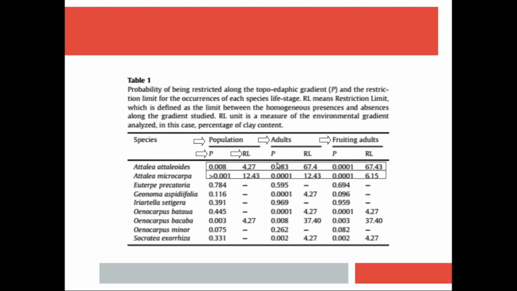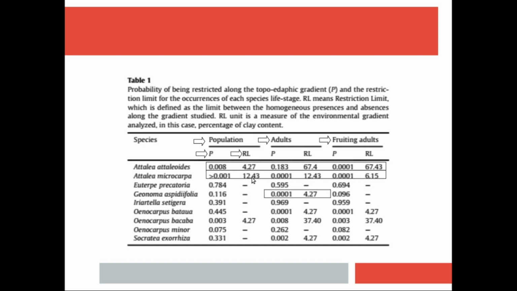Okay, so Attalea microcarpa is on the opposite side, so it doesn't even get near to the hilltops. So we see 3 significant breakpoints. The whole population and the adults fruiting can reach 12% of clay, but they only fruit very near to the bottomlands, near the watercourse, at 6.15 percent of clay. So it doesn't like very much clay, it likes the sandy bottoms.